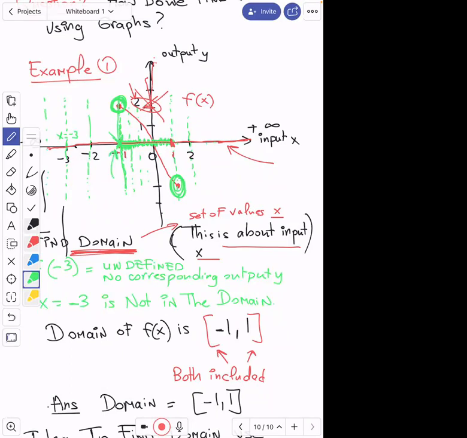I don't really care if the corresponding output is +2. So I took -1 because it's on the X axis, and I took +1 because that's on the X axis. I'm only interested in the X axis.